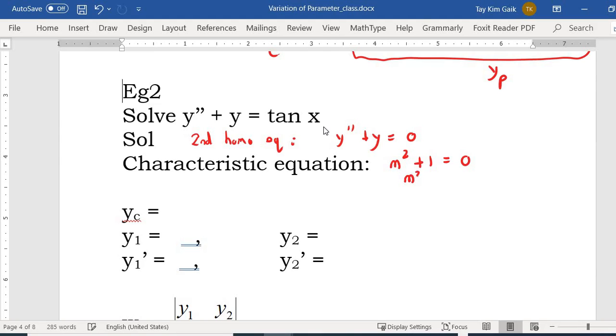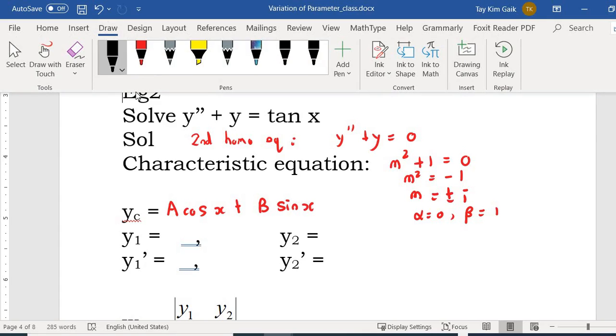So your m squared you have minus 1. So m is plus minus i. So again, you have a complex root, whereas alpha is 0, beta is 1. Hence the yc you will have a cos 1x plus b sin 1x.